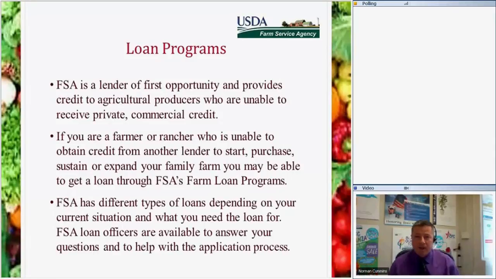So one of the things I like to do is give the basic lines: we're a lender of first opportunity and provide credit to agriculture producers who are unable to receive private or commercial credit. And part of our stipulation, and I'll talk about it later, is that one of the requirements for our loans is that you go to a bank, try to get credit, get denied, and come to us. But there's points where we can actually look at it before you even go to a bank and realize that, especially for beginning farmers, a bank's not even going to talk to you.